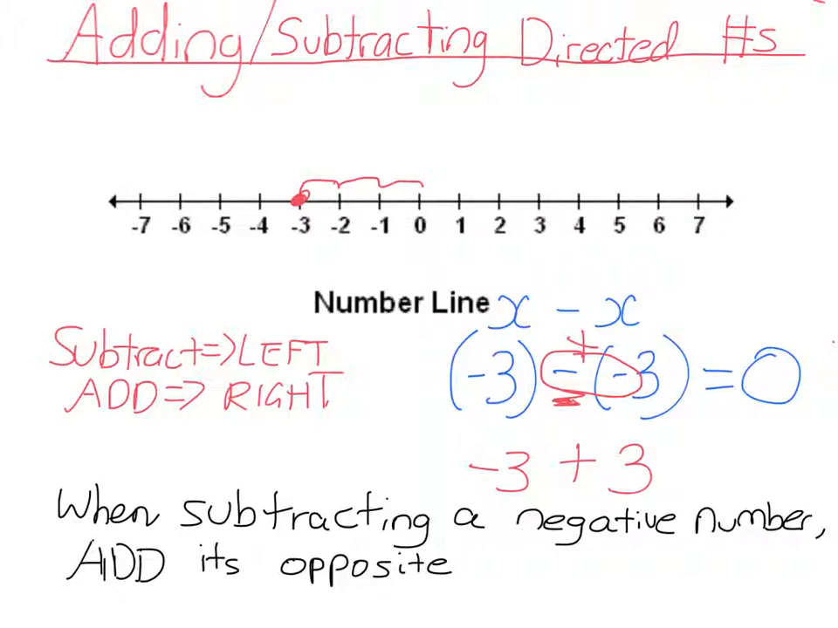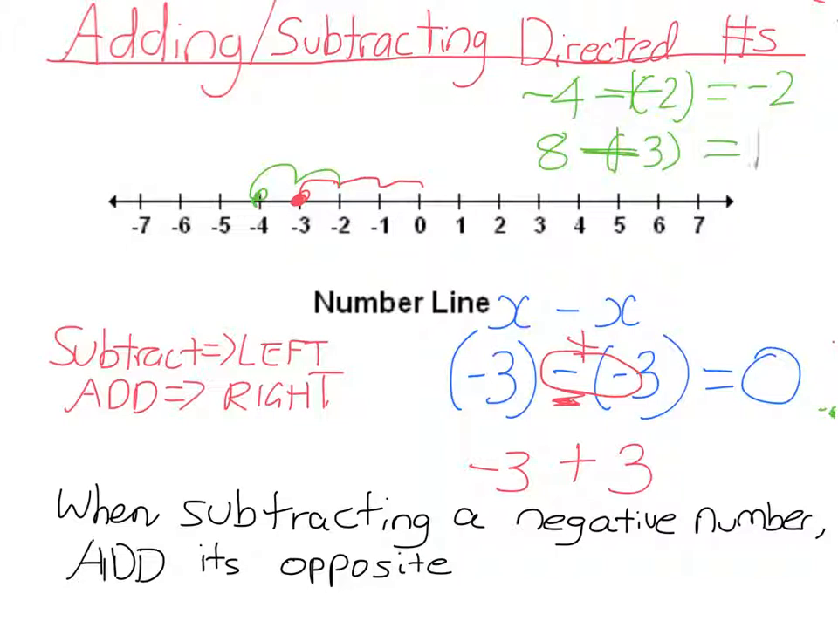Okay, so let's say we had negative 4 minus negative 2. So the two negatives together become a plus. And negative 4 subtract negative 2 is negative 4 plus 2. So we start at negative 4, and we go 2 to the right. We get negative 2. Then 8, subtract negative 3. Again, the two negatives together make a positive. And that gives us 11.